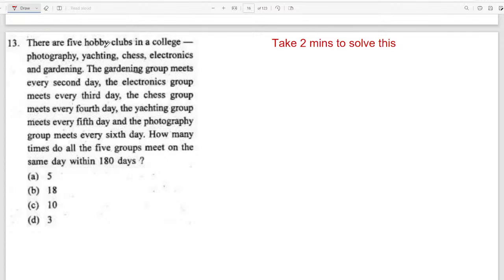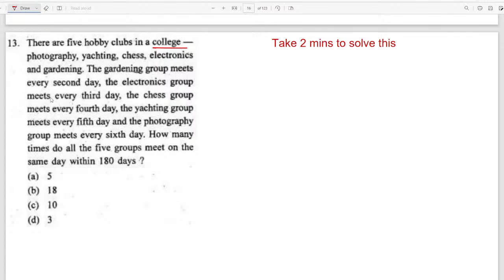There are 5 hobby clubs in a college: photography, yachting, chess, electronics, and gardening. 1, 2, 3, 4, 5. 5 hobbies. The gardening group meets every second day.